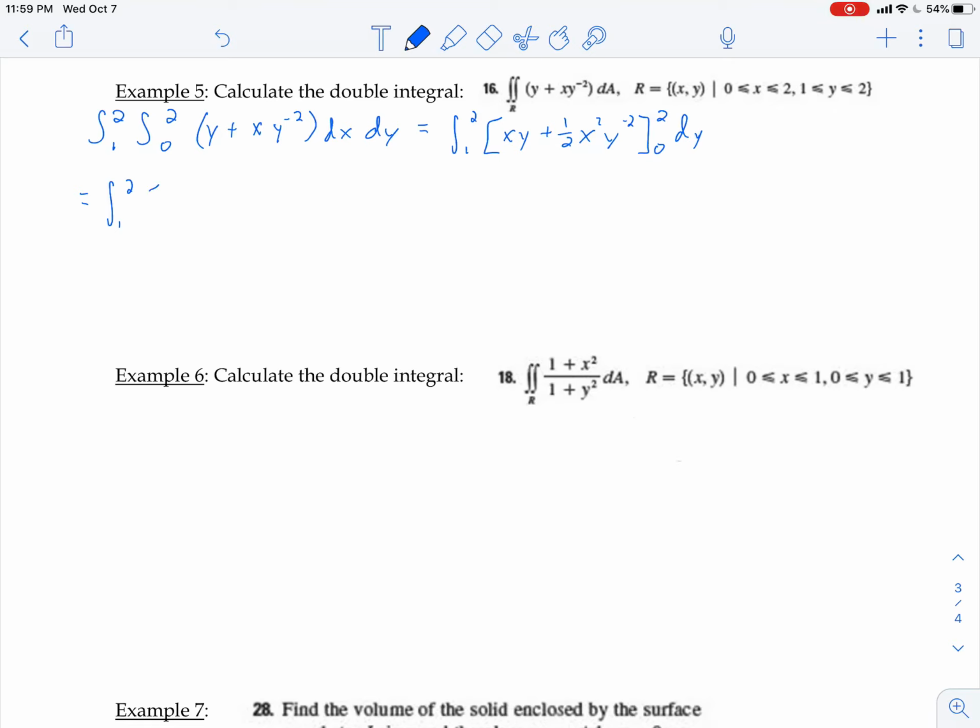Now we're going to substitute in 2 for x. So we get 2y plus 2 squared over 2, so 4 over 2, which is just going to be 2y to the negative 2, minus, now let's plug in 0, which is nice, because everything is going to be 0. So we're just left with the integral from 1 to 2, 2y plus 2y to the negative 2 dy. And now we're going to integrate that.